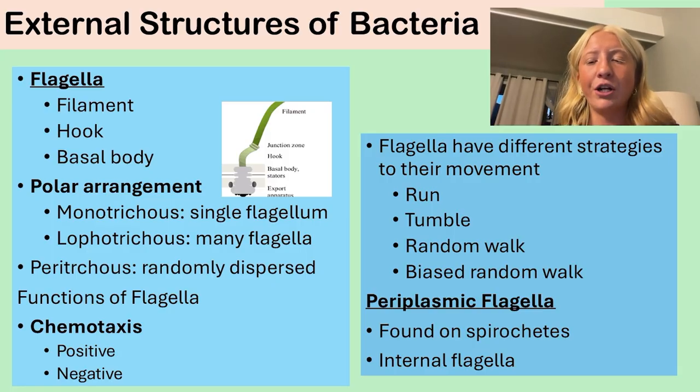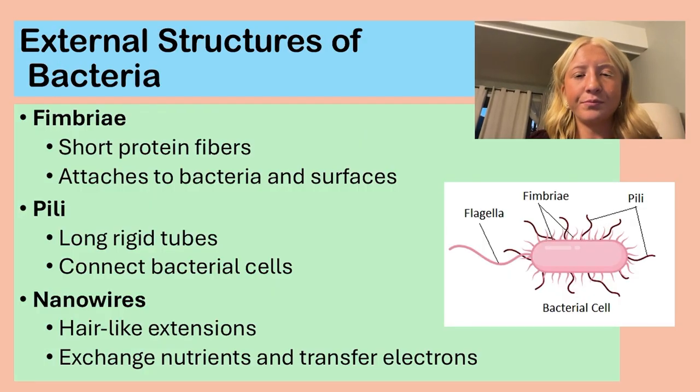Then we also have periplasmic flagella. These are found internally, and these are internal flagella. They help them move, but they're located not in the same place that flagella usually are. These periplasmic flagella are also called axial filaments, and they're located within the cell wall and the cytoplasmic membrane.